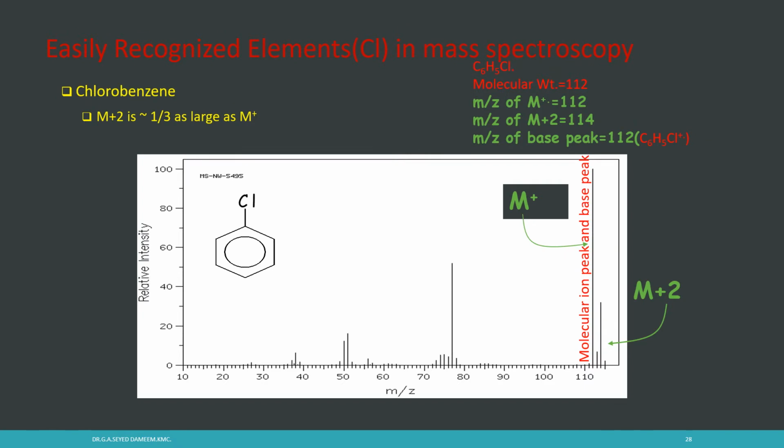This slide shows the mass spectrum of chlorobenzene, and the mass spectrum contains various peaks. One peak at m by z 112, that is the molecular ion peak, the exact molecular weight of the compound. Another peak at m by z 114, that is the m plus 2 peak, that is the isotope peak. And here also, chlorine is one of the elements which is easily recognized in mass spectroscopy.